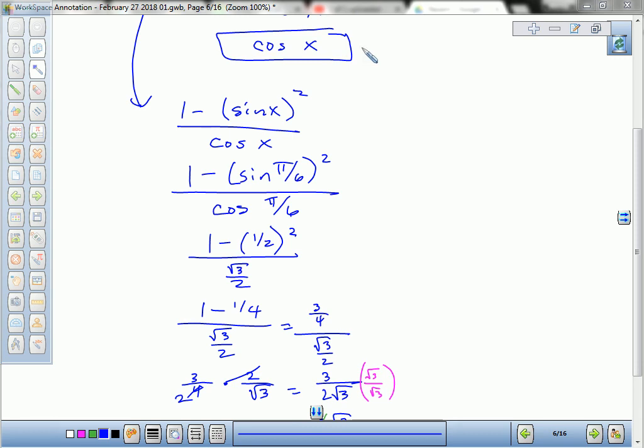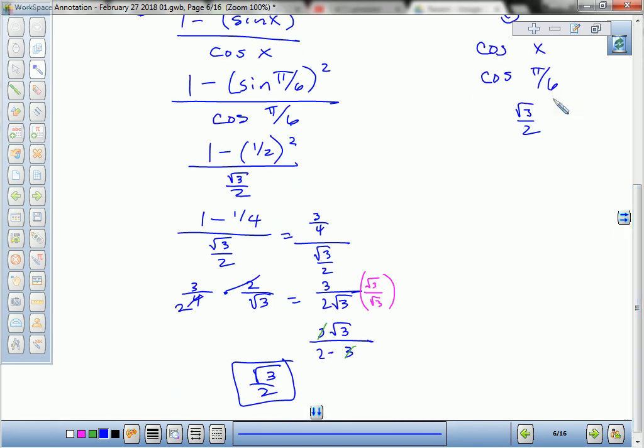Alright, what did we say that's equal to? Cosine of x. So what is cosine of pi over 6? Root 3 over 2. Which way do you like better? That's why we simplified.